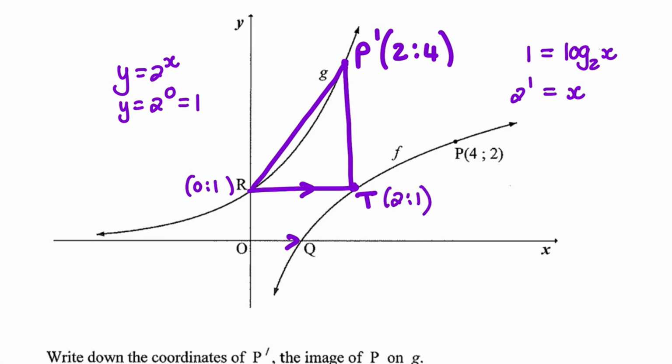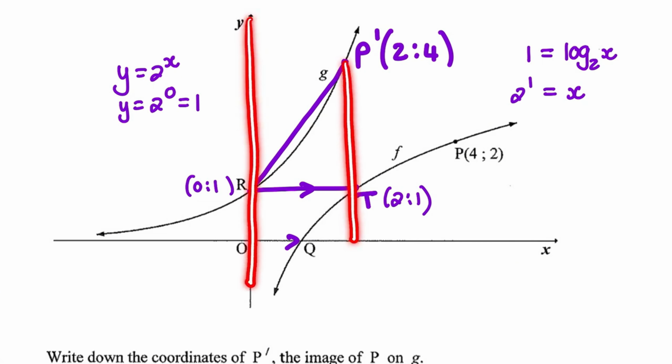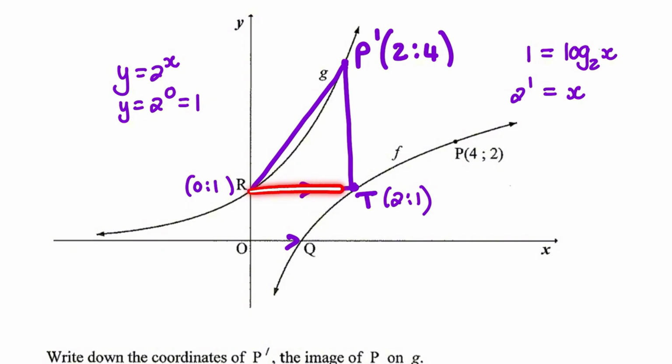And do you notice that this x coordinate is the same as P prime's coordinate? So that means that this line is parallel to the y-axis. So if this is parallel to the x-axis and that's parallel to the y-axis, this angle would be 90 degrees. And the height of this triangle is the difference of y values. So we'll have 4 minus 1, that is equal to 3. And the length of RT is 2 minus 0. So that is simply 2.